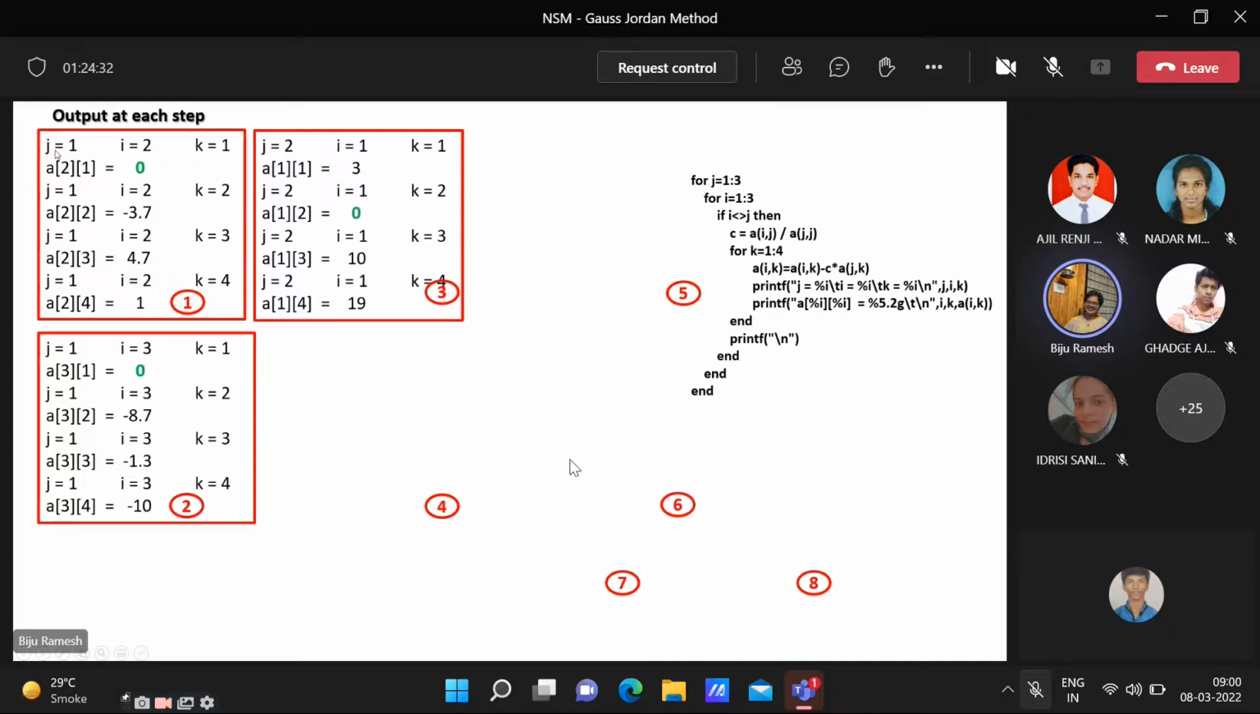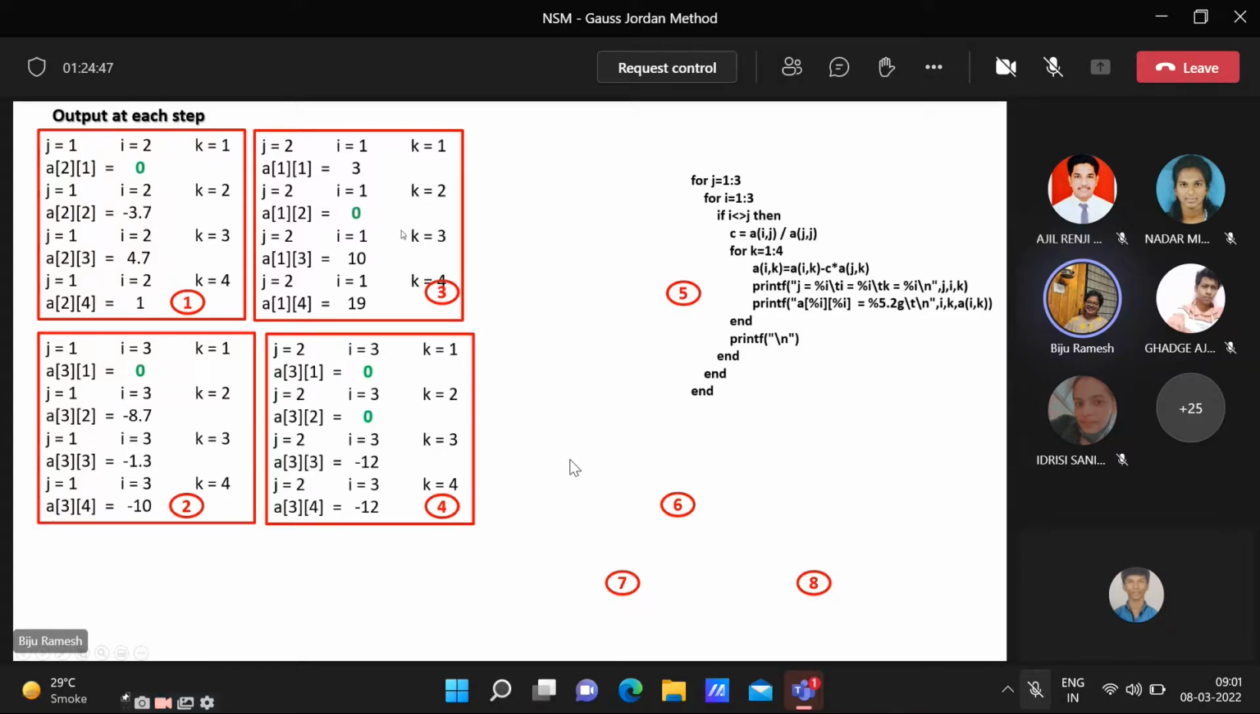Then this is when j is equal to 1. Then j becomes 2 and the I loop starts from 1. So when I is equal to 1, A12 gets reduced to 0. Then here I becomes 3, because when I is equal to 2, this condition will fail because we have written I not equal to j. That condition will fail. So I will become 3 and A31 and A32 get reduced to 0.